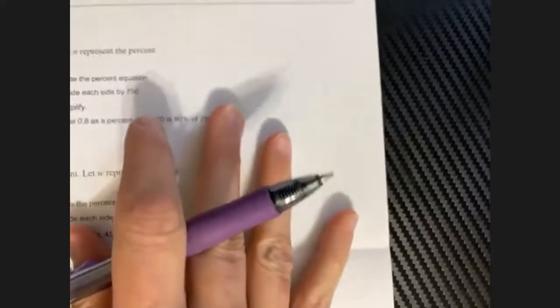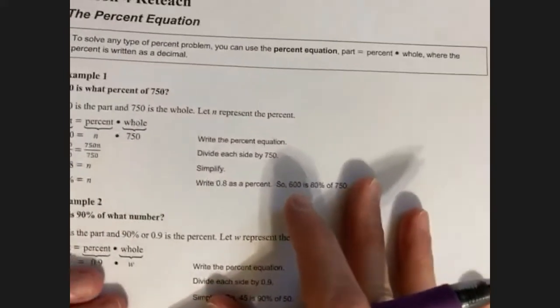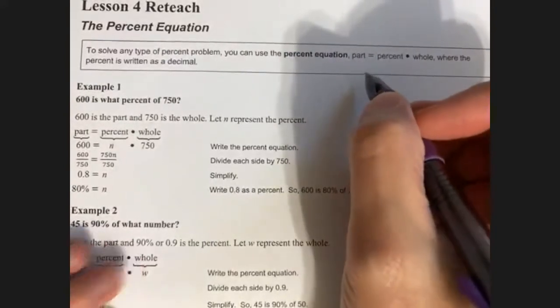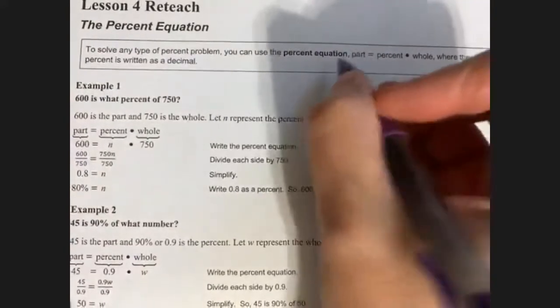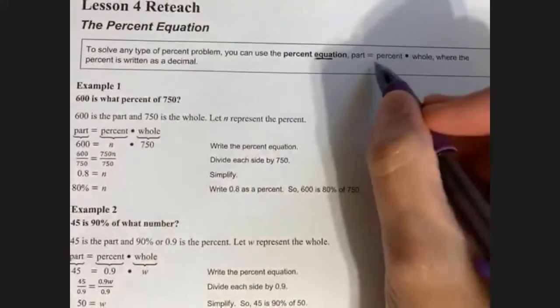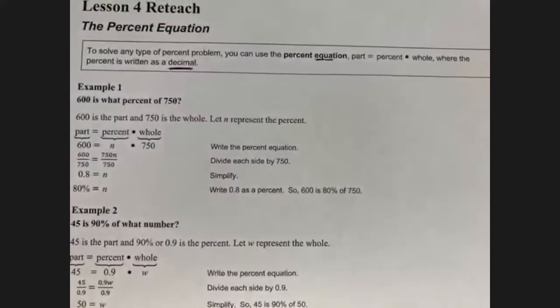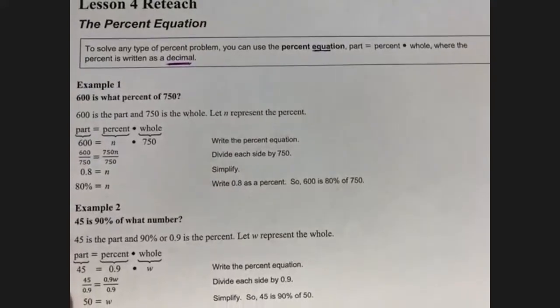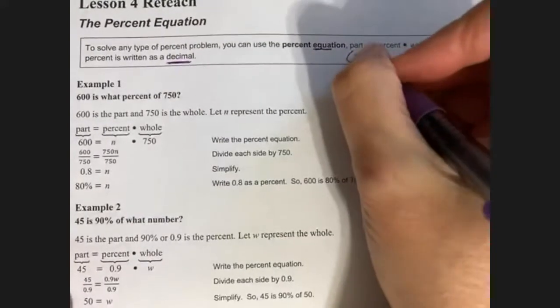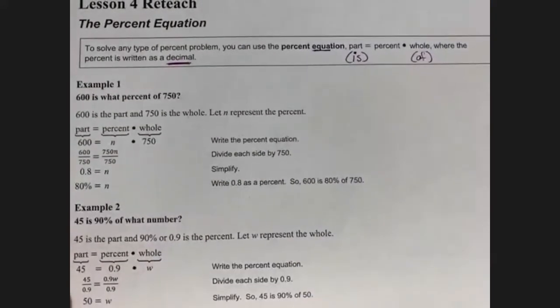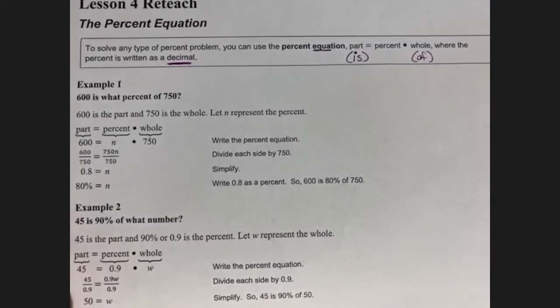So percent equation. To solve any type of percent problem, and I'm just reading it in the box here, you can use the percent equation, which is pretty much written part equals. An equation is something that has an equal sign in it. Part equals percent times the whole value, where the percent is written as a decimal. So today we're going to be practicing writing our percents as decimals, and we're going to get really good at that. Again, our part is our is, and our whole is our of. And remember that is over of equals percent over 100.